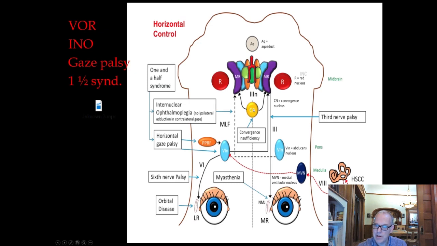The other thing worthwhile pointing out is that she could look up and down pretty well. And vertical eye movements are a function of the midbrain. All right, so with a patient that has a lesion here, their problem is looking side to side, horizontal eye movements, not so much vertical eye movements.